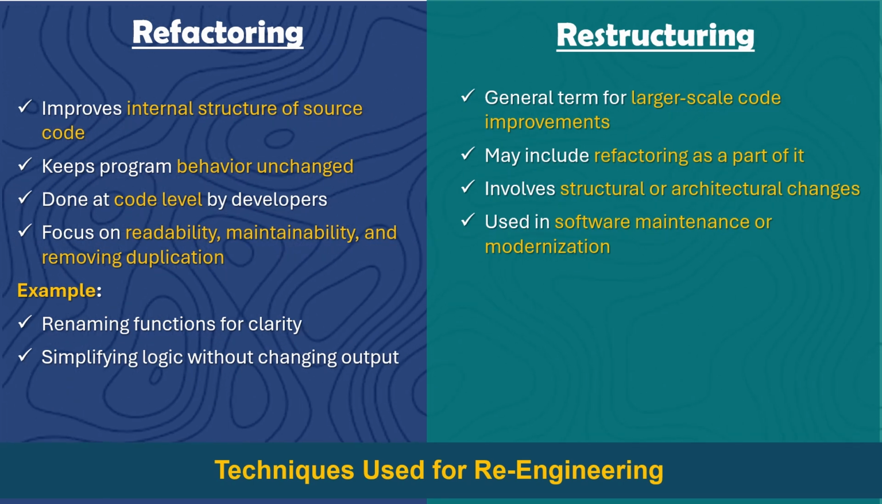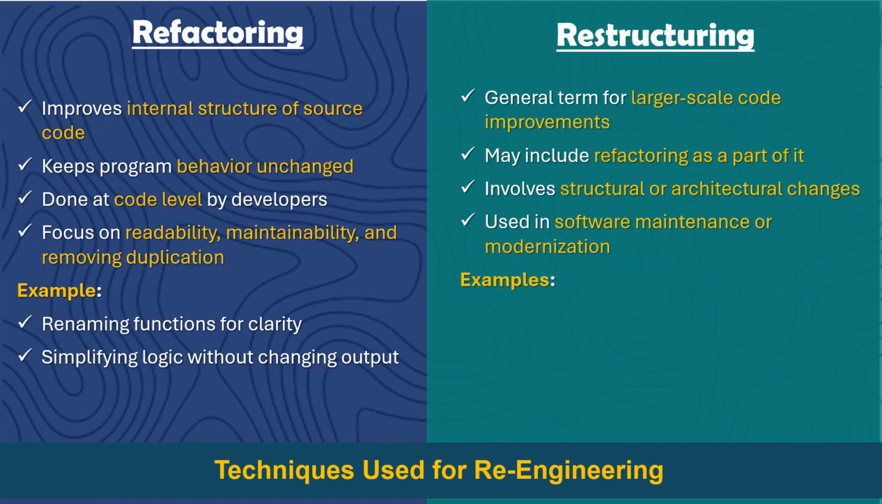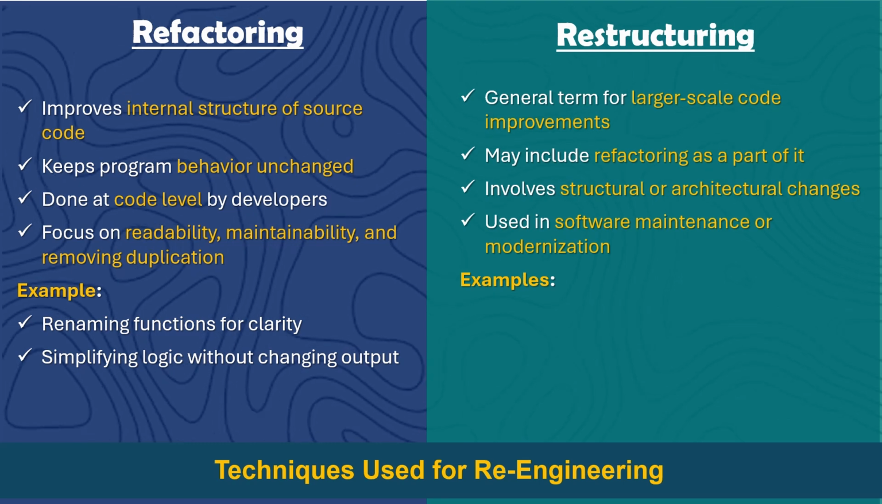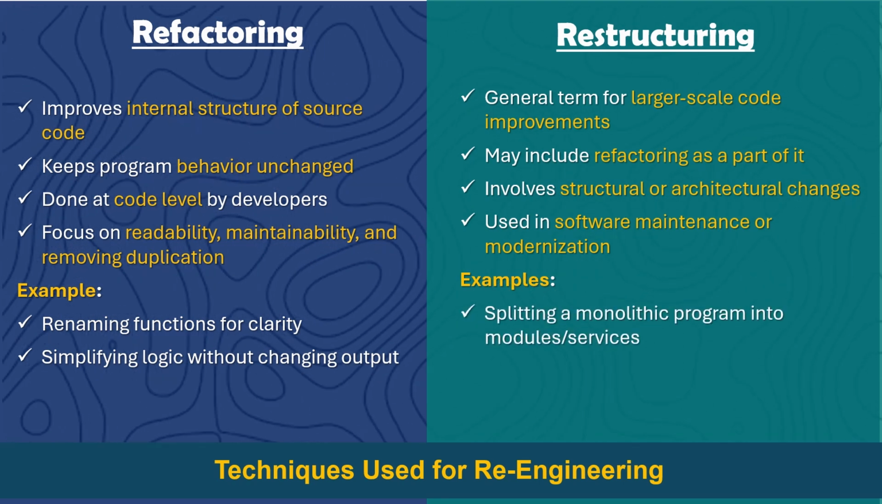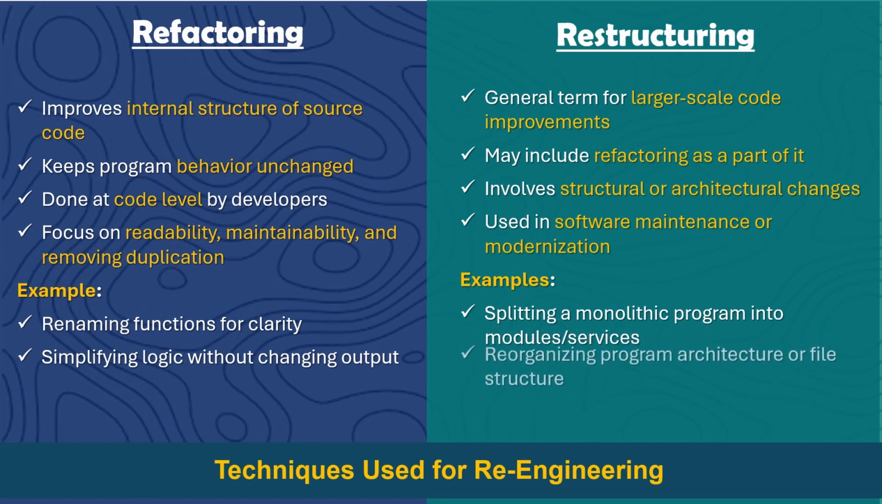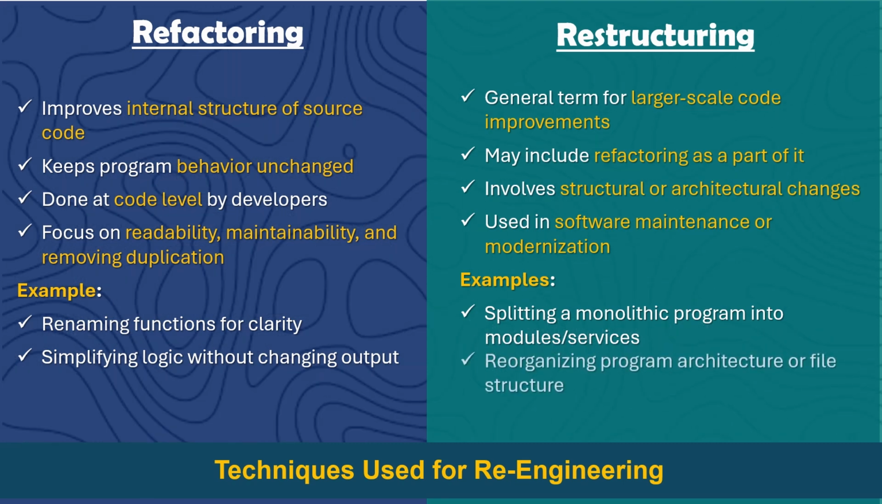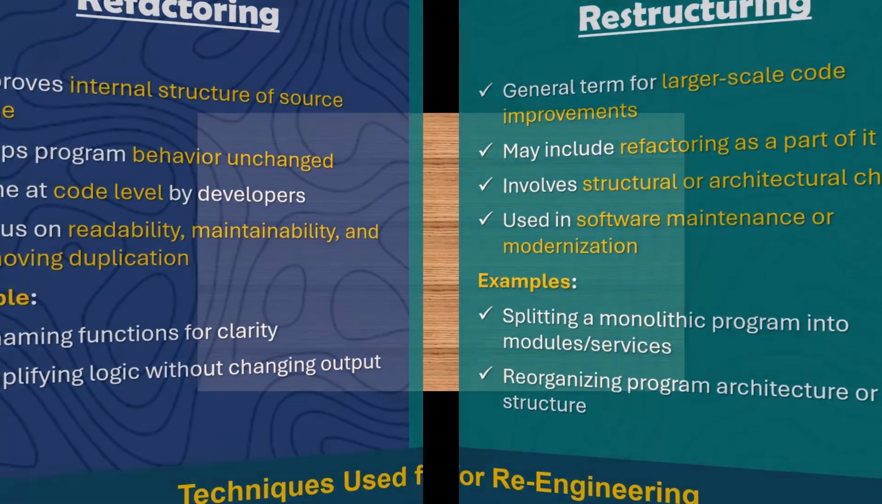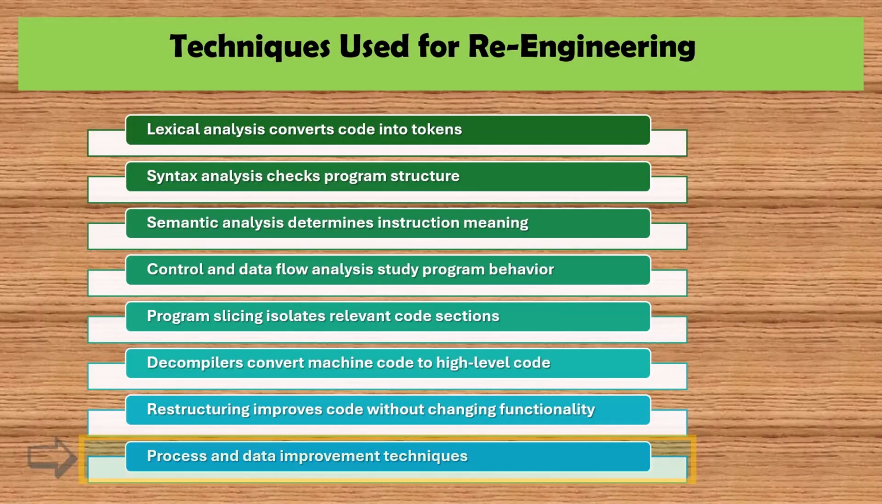For example, splitting a large monolithic program into multiple modules or services, or changing the file structure or program architecture while keeping the functionality the same. So refactoring involves small and safe code improvements, while restructuring involves larger structural changes that may include refactoring. Now let's look at software engineering from the process and data improvement techniques perspective.